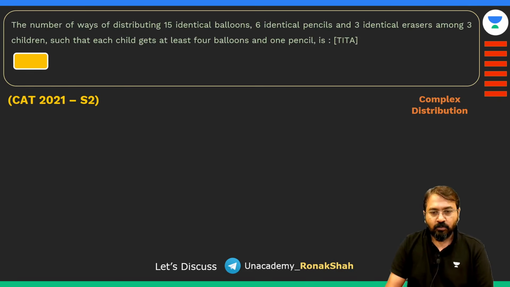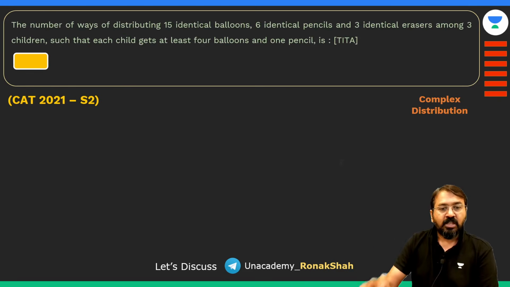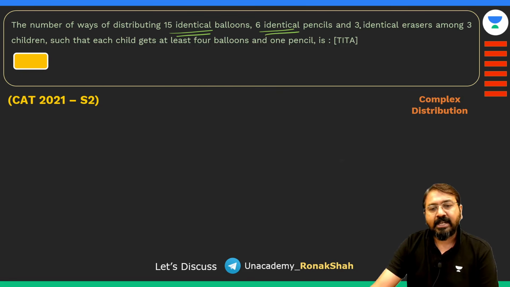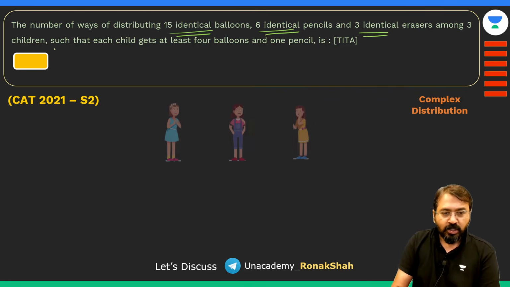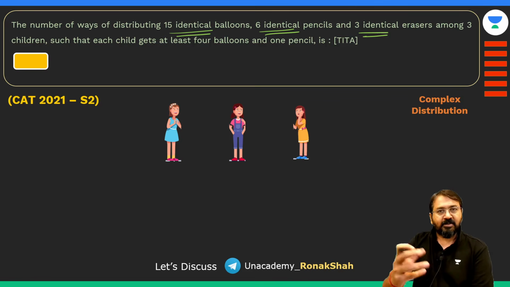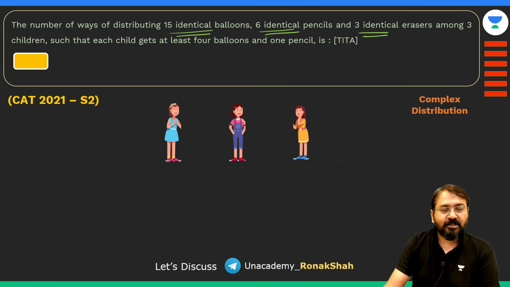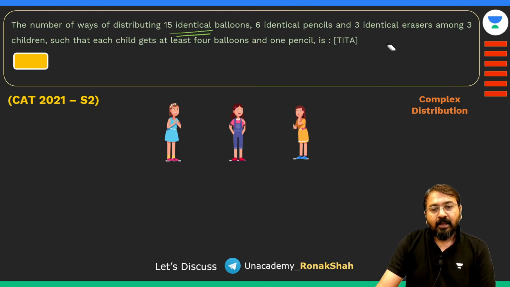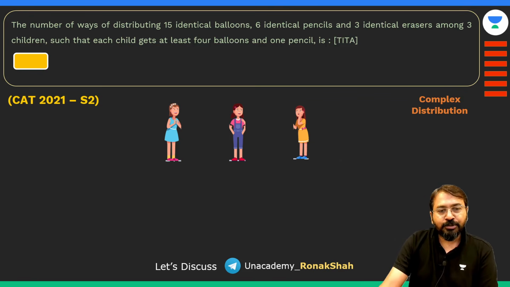Chalo, let's take one more question based on distribution. Now this question is slightly tricky. The number of ways of distributing 15 identical balloons, 6 identical pencils and 3 identical erasers among 3 children. Okay, so I am showing some children over here just to add some spice. Okay, some fun rather. So we need to distribute 15 identical balloons such that each child gets at least 4 balloons.